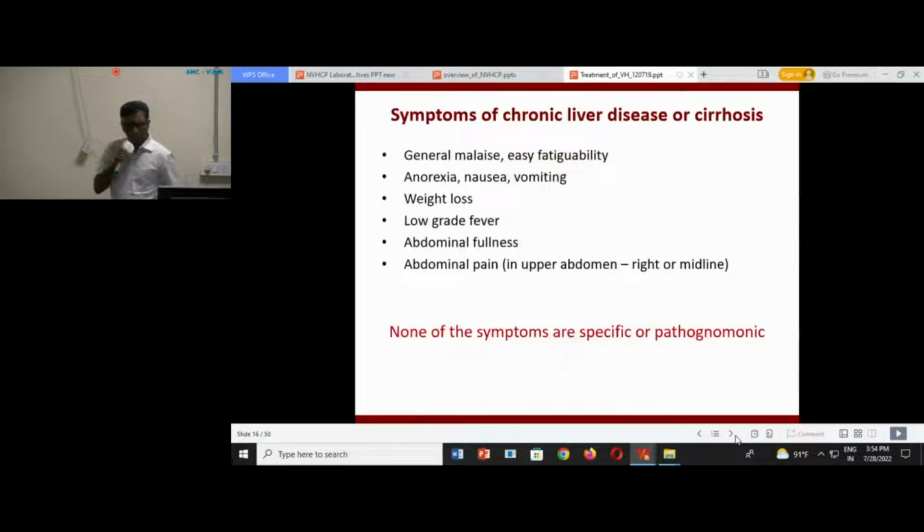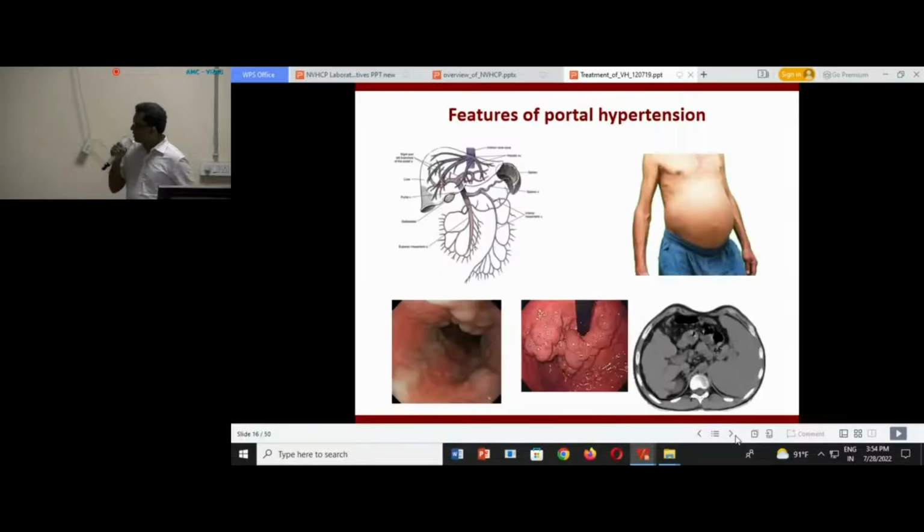So what are the other symptoms? Usually the patient might have general malaise, weight loss, low-grade fever, and abdominal fullness. When cirrhosis slowly sets in, he can have ascites, so there will be abdominal distension. Sometimes there can be pain because of the distension or fluid accumulation. But remember that none of the symptoms are specific.